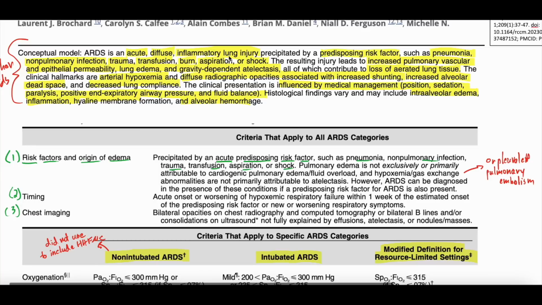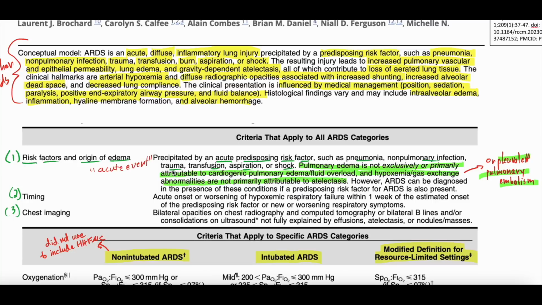Pulmonary edema, this is important, we're going to highlight this portion. Pulmonary edema is not exclusively or primarily attributable to cardiogenic pulmonary edema or fluid overload. And hypoxemia gas exchange abnormalities are not primarily attributable to atelectasis or pleural effusion or pulmonary embolism. So this is saying, even as the Berlin criteria had, that there has to be an acute event causing ARDS.